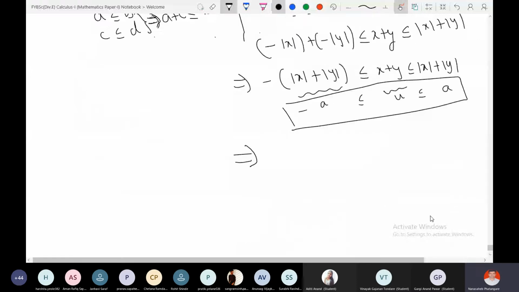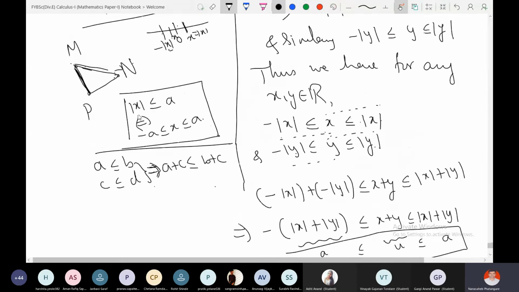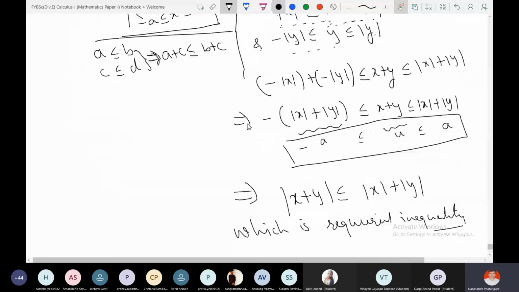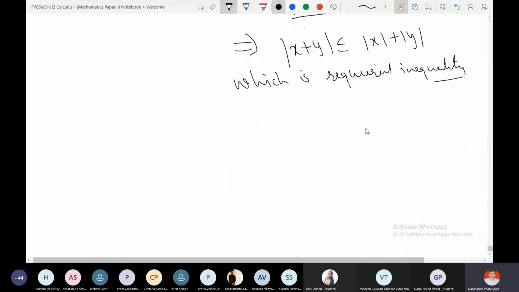So what is the next step? Mod of u, so absolute value of the middle number is less than or equal to whatever the number here, absolute value of x plus absolute value of y, which is what we wanted, which is required. Right, so this is what we wanted to get, and therefore this is a very essential, important property of absolute value that we can directly use. So the triangle inequality here we can say now.